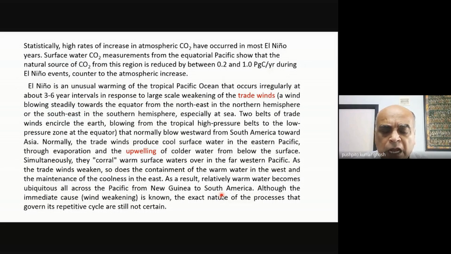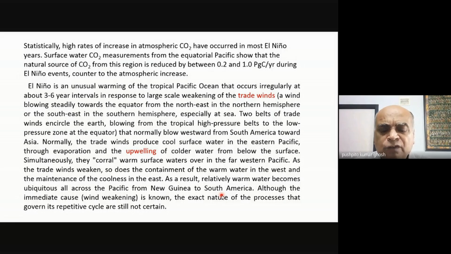One, of course, could be the burning of forests. Suddenly the forest catches fire, and there have been massive forest fires. That also can lead to a surge in carbon dioxide.